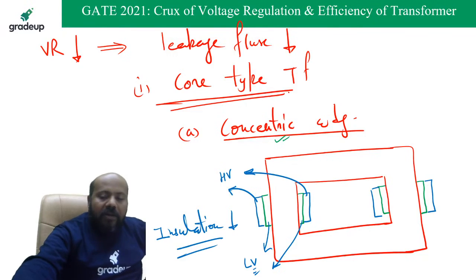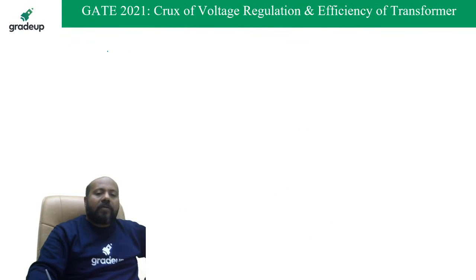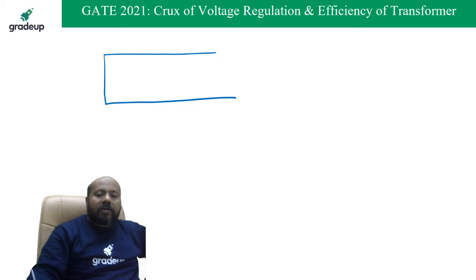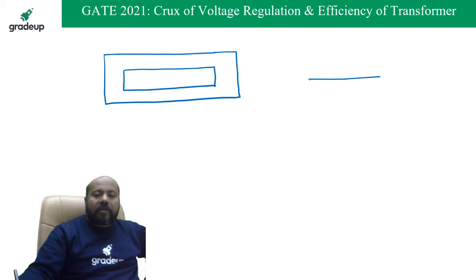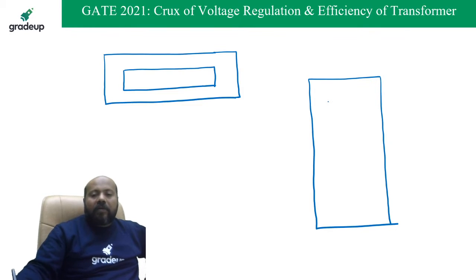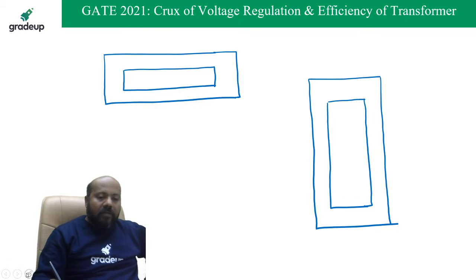Second change in the design of the transformer, if you're talking about the core type transformer, I am giving you two types of transformer construction, and you tell me which type you are going to prefer. You have to tell me which type of core construction you are going to prefer for low value of voltage regulation or less value of leakage flux. You tell me. You are going to decide because you are manufacturing the transformer.